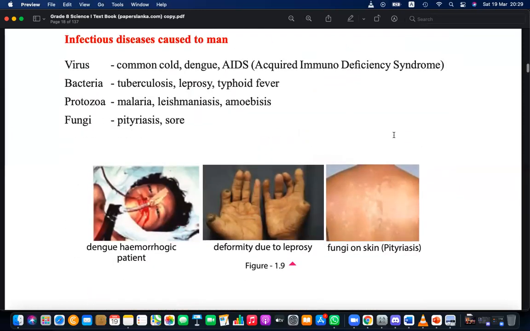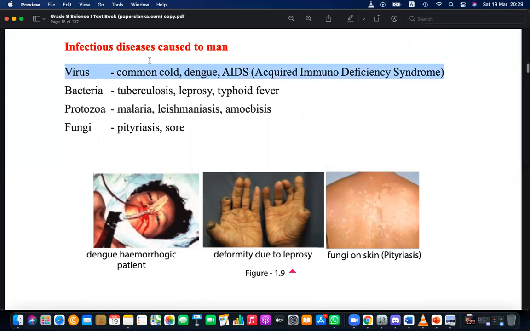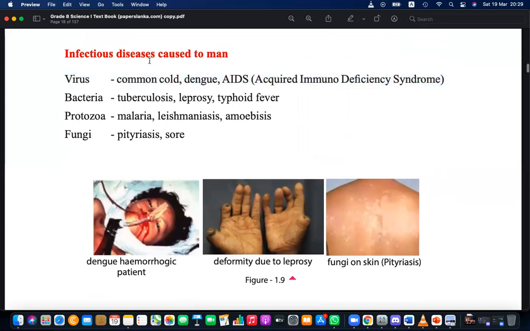Okay, so these are some of the main issues. So please remember these things. Viruses, right? So please write down as a question.